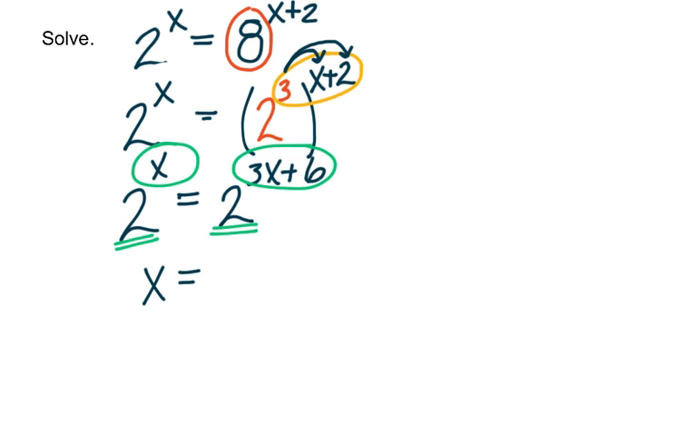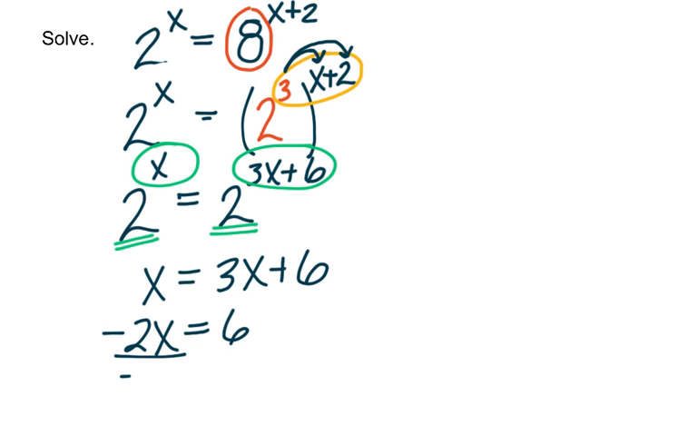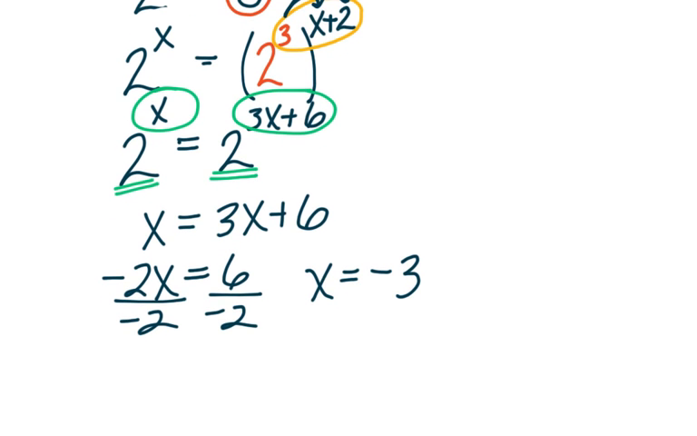So now we have x is equal to 3x plus 6, and my equation is no longer exponential. Now this is a nice straightforward linear equation. Subtracting 3x from both sides, and then dividing by -2 gives us an answer of x is equal to -3. You can leave it like this, or you could actually write it as my solution set. My solution set is the number -3.